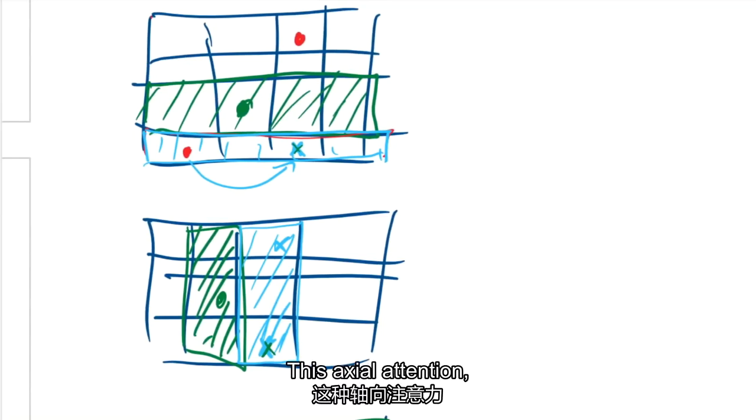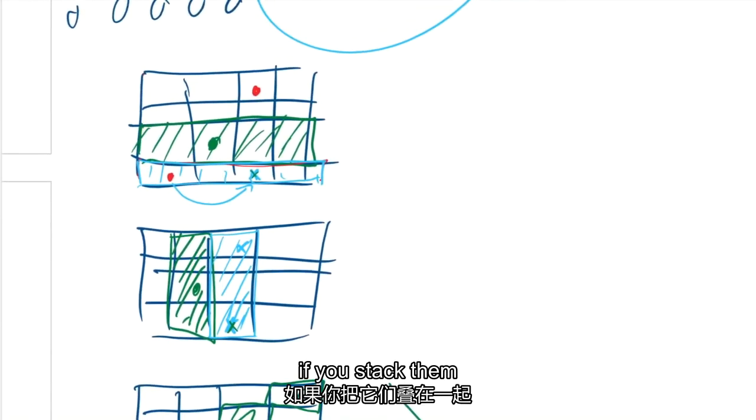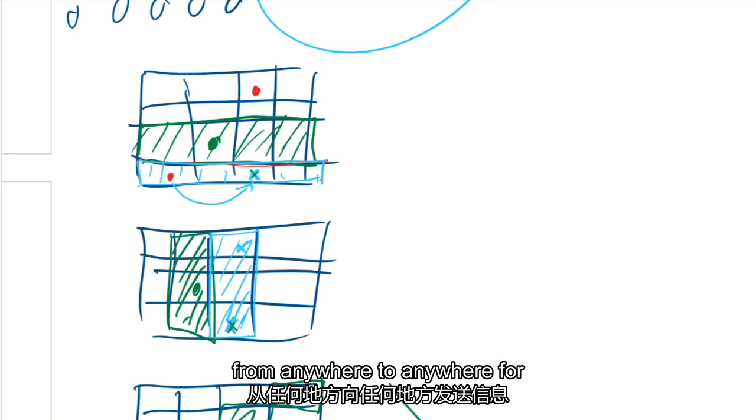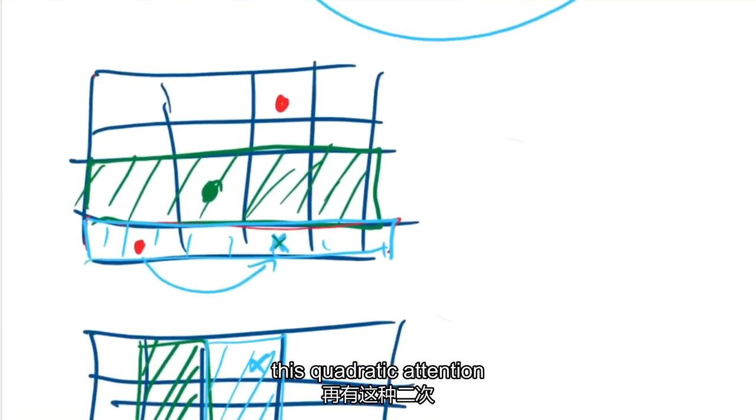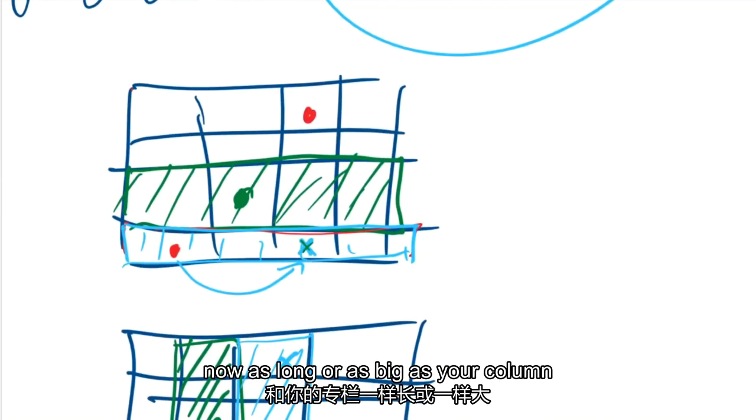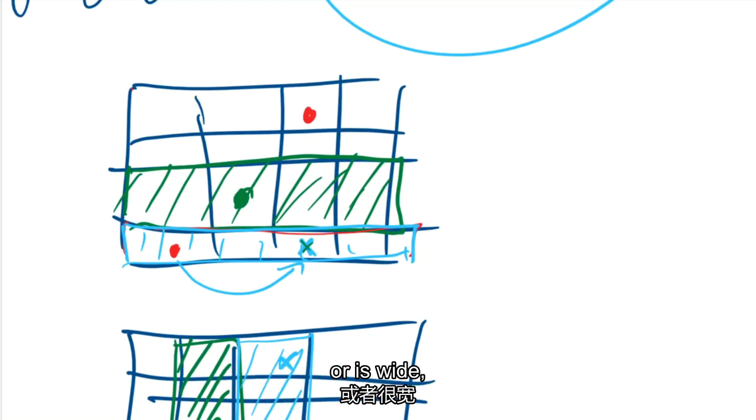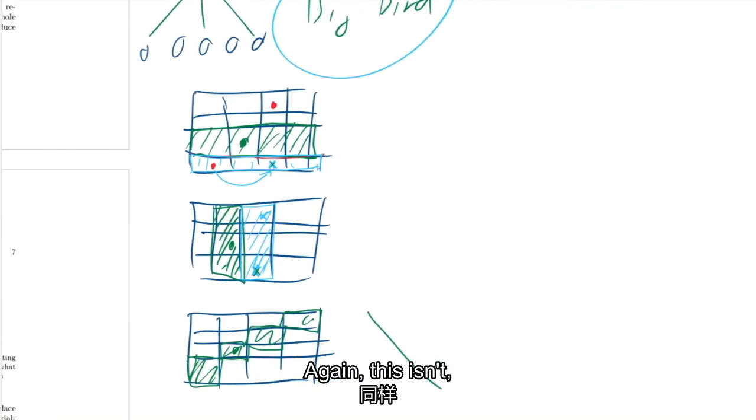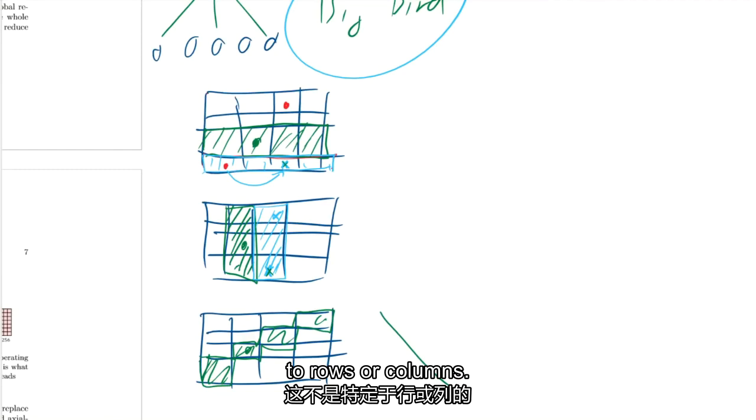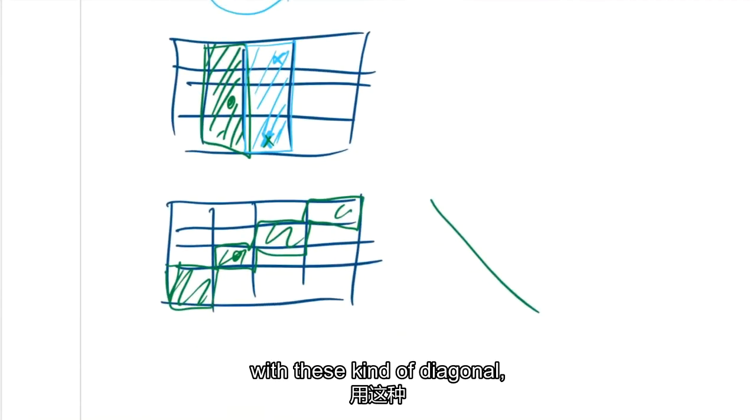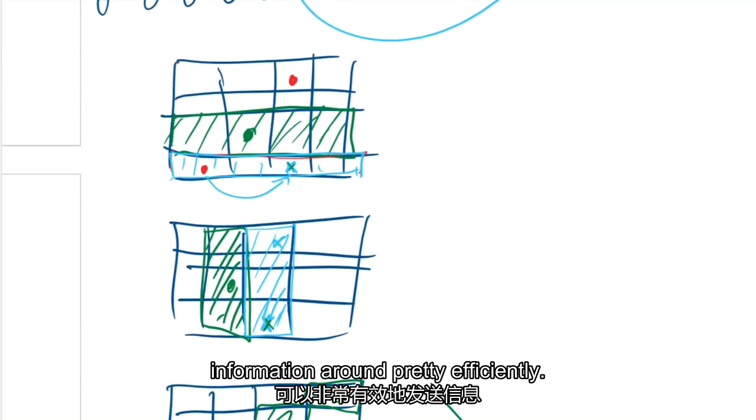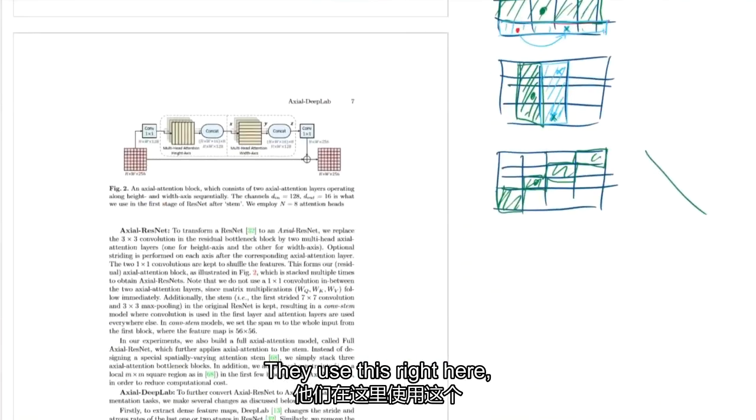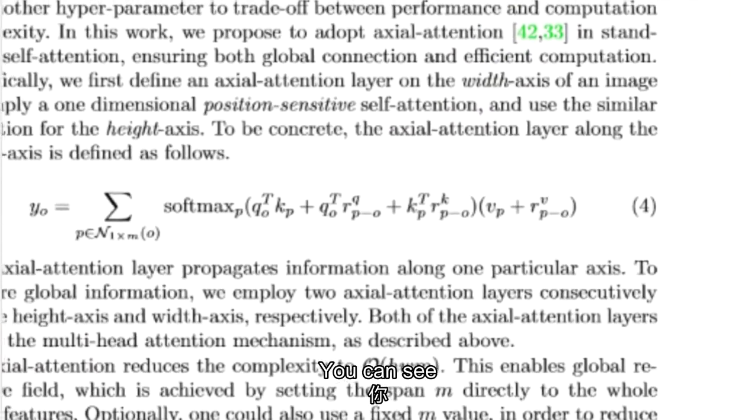Well, that's pretty good. So this axial attention, if you stack them on top of each other, you sacrifice a little bit of being able to send information from anywhere to anywhere for the pleasure of not having this quadratic attention anymore. As you can see, your attention mechanism is now as long as your column is big or your row is high. Again, this isn't specific to rows or columns. You could do this, as I said, with these kind of diagonals. You could do it with any other sort of sub-pattern where you can guarantee that the overlap between the layers is enough so you can send information around pretty efficiently. And they use this right here. So this axial attention, you can see the formula is exactly the same.